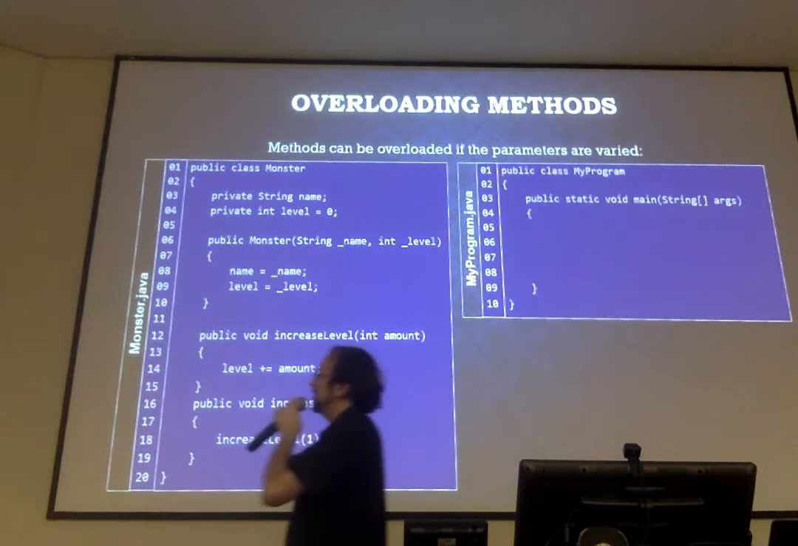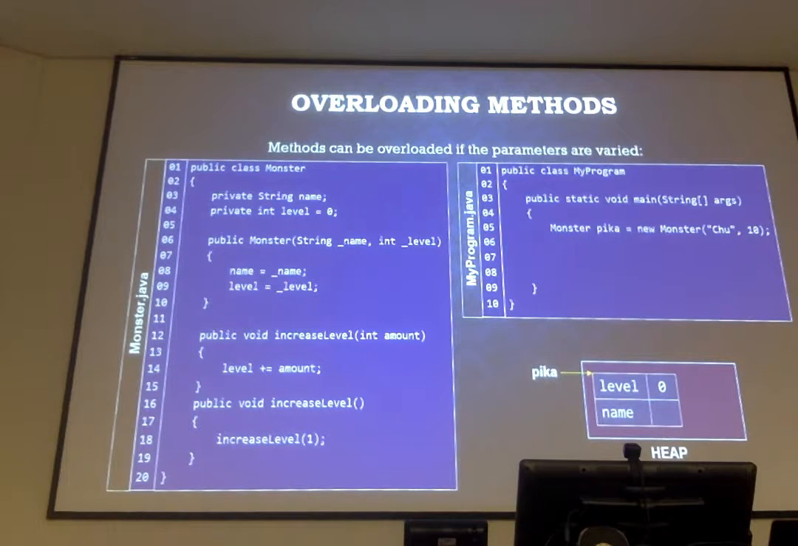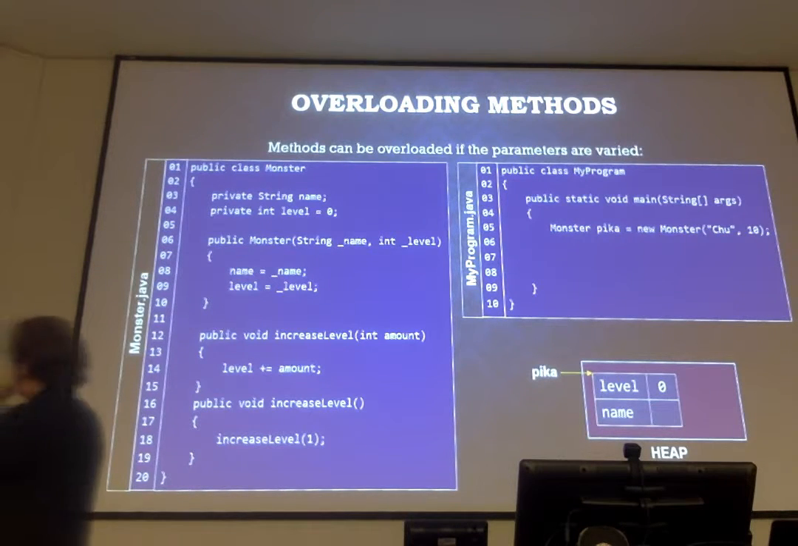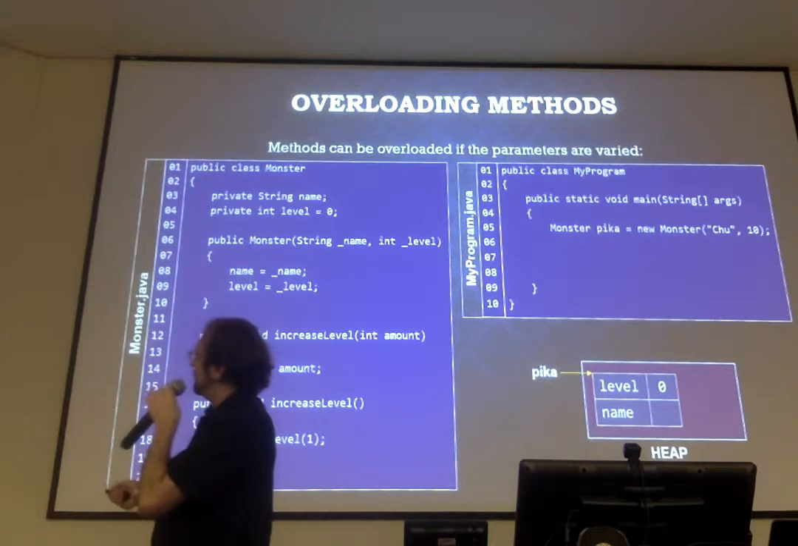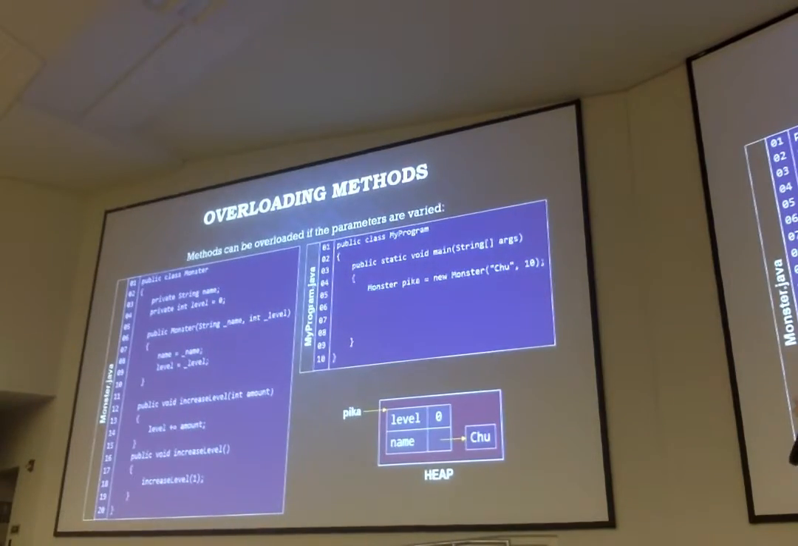Then if I go and I execute this, let's say I create a monster Pika. And this is what our heap looks like. This is simplified. I'm not bothering with the stack at this point. We create this object. It starts out with level 0, and in this case, the name's not pointing at anything. And then I assign the name to chew, and I assign the level to 10. That's what this constructor does right here.